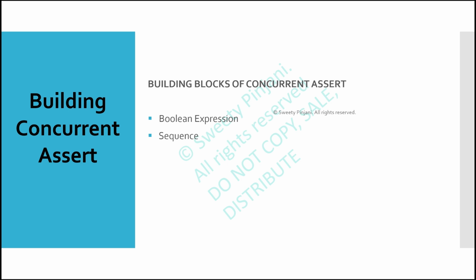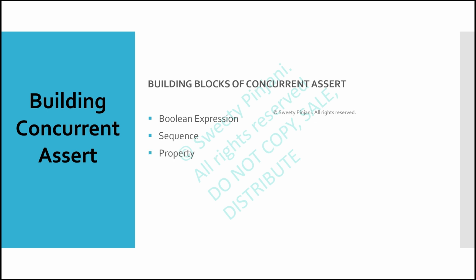The next building block is the sequence. This sequence consists of your Boolean expression. A sequence can consist of multiple Boolean expressions, and it can also consist of some signals and operators. This is the second building block of your concurrent assertion. We are going to see a coding example. For now, just grasp what the basic building blocks are.